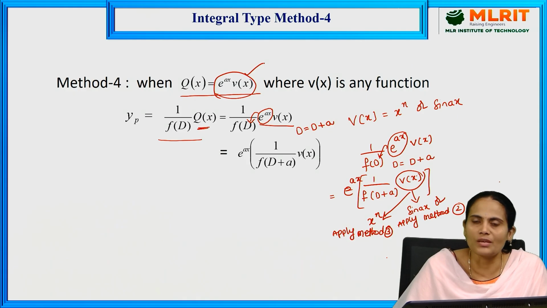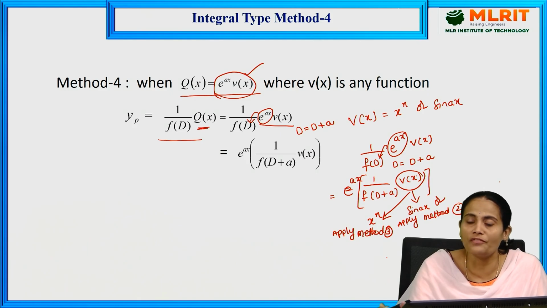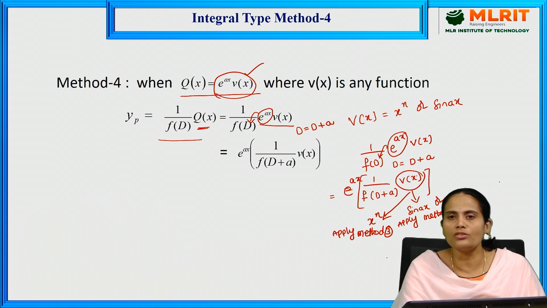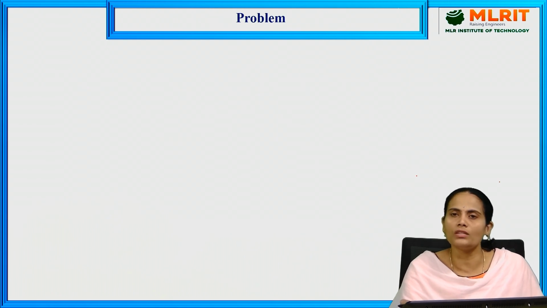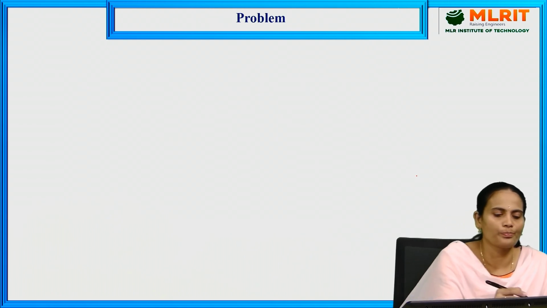What is the substitution to take? The substitution is D to D plus a. After that you have to use either method 2 or method 3, when the V of x is a different function, sometimes sin ax, sometimes a polynomial. Now we will see the problem on this method 4.